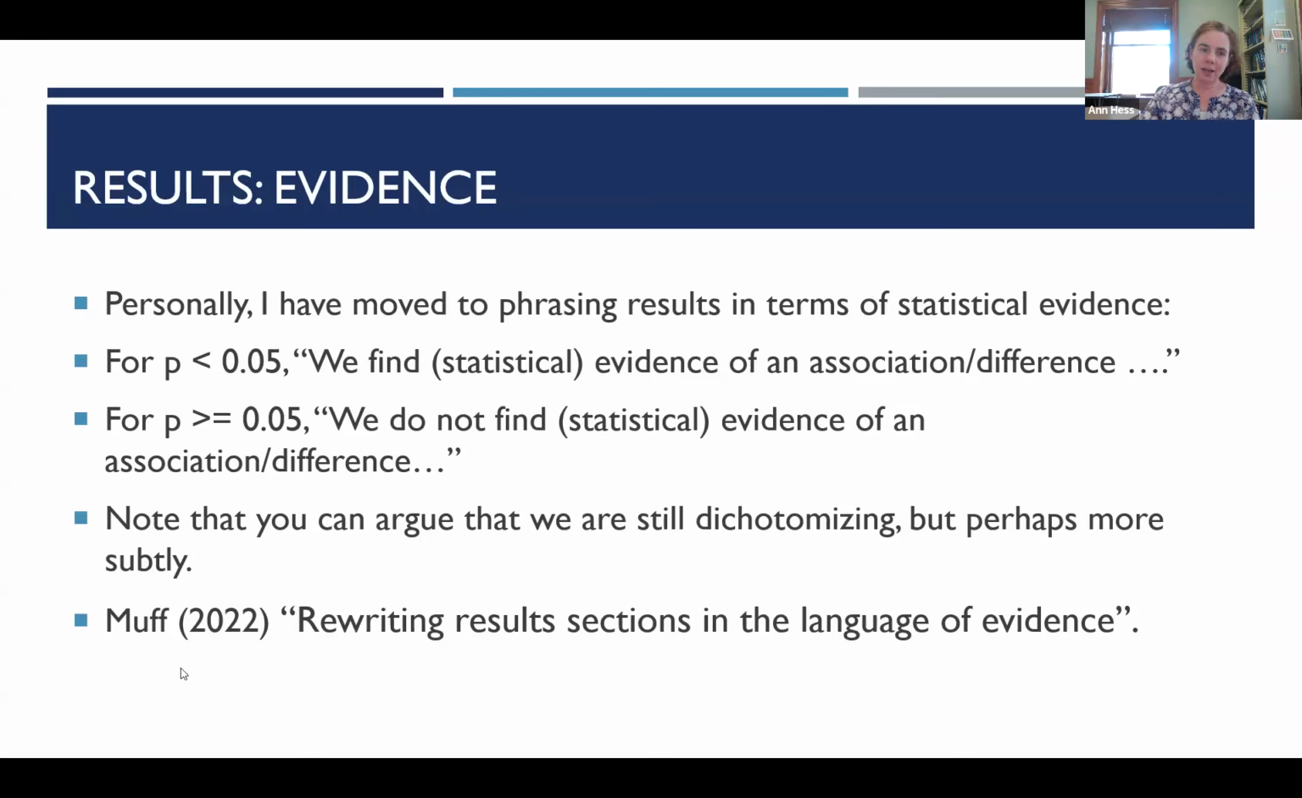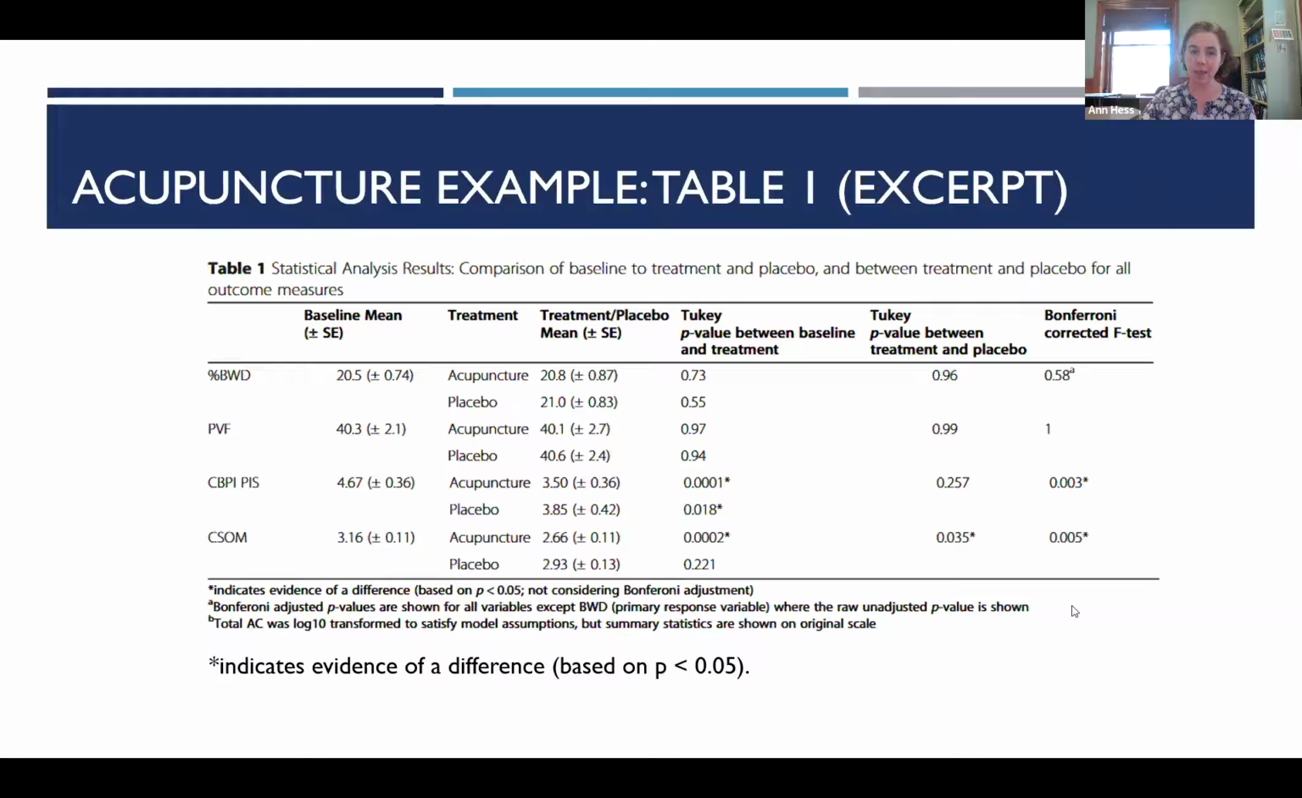And the reference is at the end. This is an ecology paper, but they published an article called Rewriting Results Sections in the Language of Evidence. And they basically are saying the same thing. Instead of statistical significance, use this language of evidence. Okay, so now we're back to the acupuncture example.